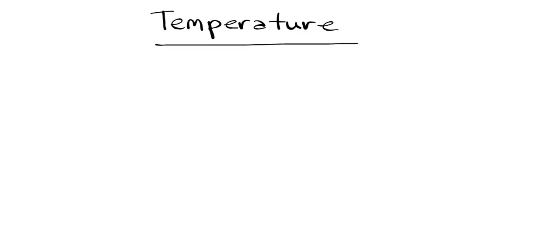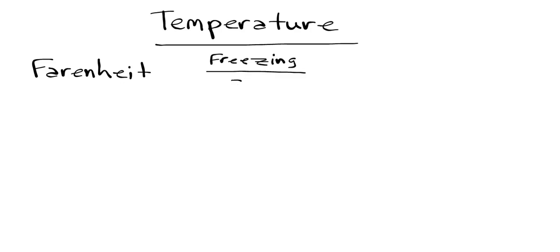The first is the Fahrenheit scale. In the Fahrenheit scale, which we don't use that much in science, the temperature for freezing water is 32 degrees. The temperature for boiling water is 212 degrees.